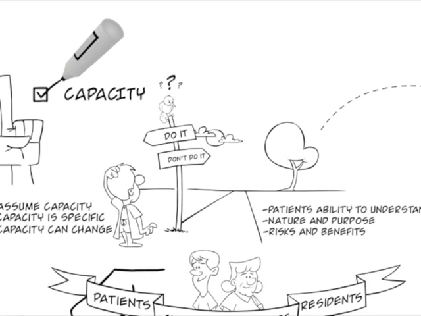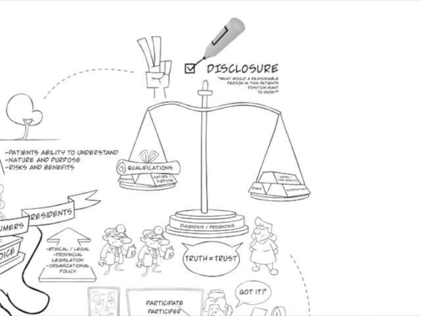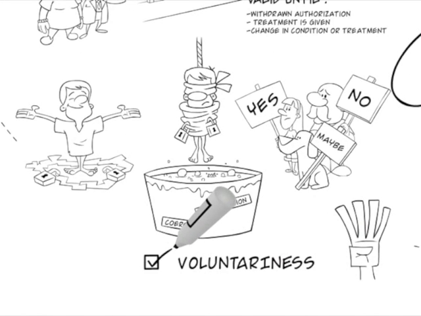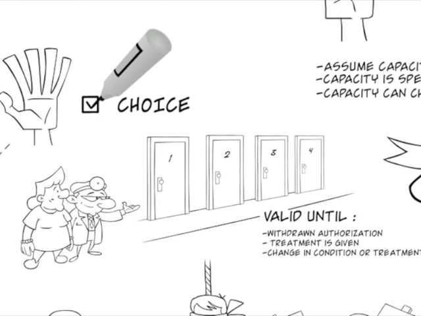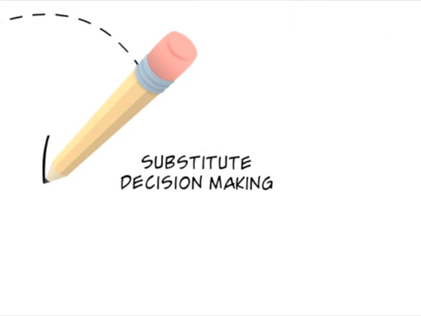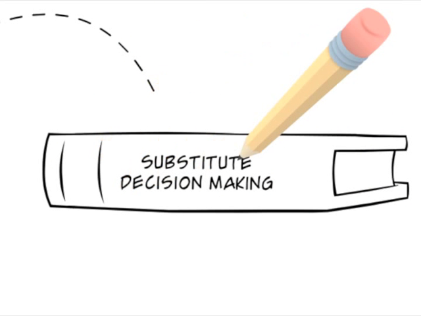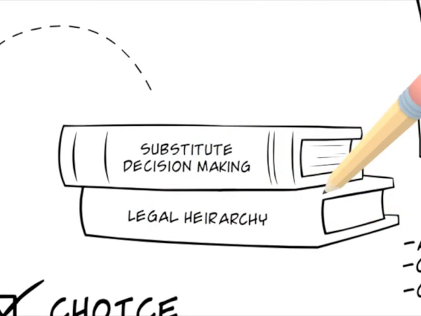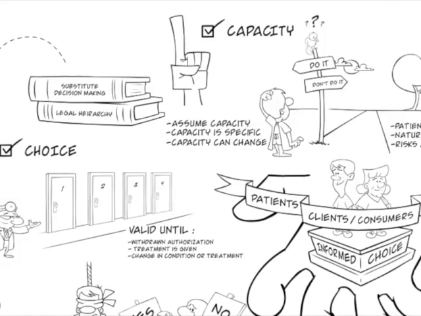Use these 5 aspects, these 5 fingers, as a checklist to ensure the content and process of informed choice is at the center of the healthcare you provide. There are other elements of informed choice that deserve your attention and exploration, like substitute decision-making, where the patient may not have the capacity to make an informed choice alone or at all, and the legal hierarchy of substitute decision-makers.